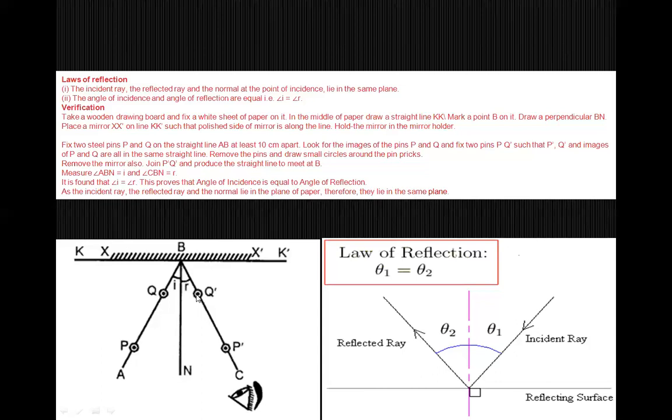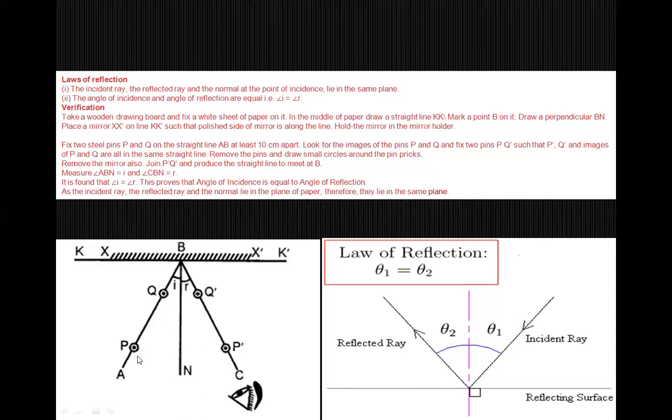Now again place two more steel pins Q dash and P dash, such that all the pins are in the same straight line. After you have placed the pins at the right distance, the distance between these two pins should also be more than 5 centimeters. You will remove the pins and draw small circles around these pin pricks, where the pin will leave a mark. Draw small circles, not very big. Your pencil should be very sharp. These are all instructions you have to remember.